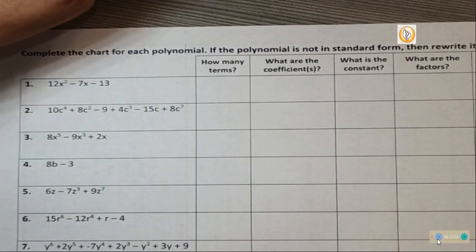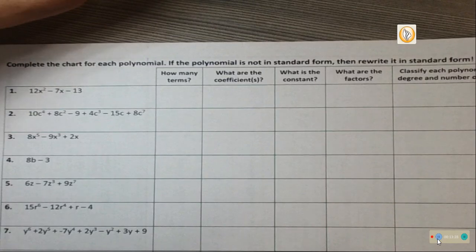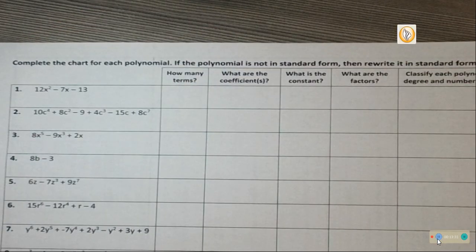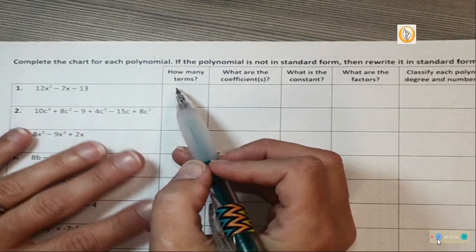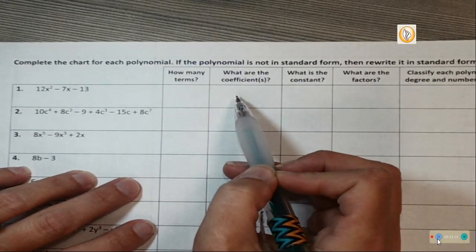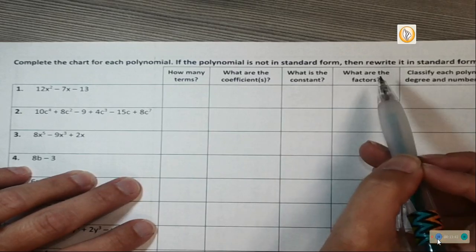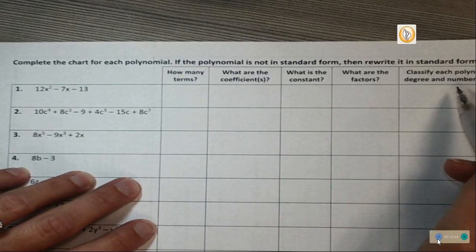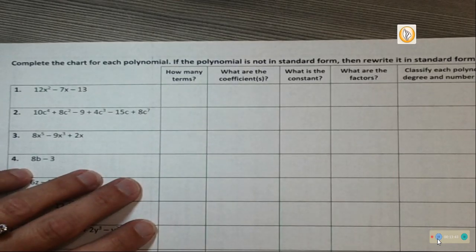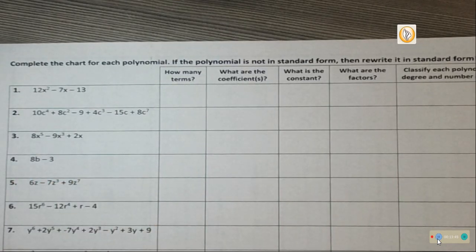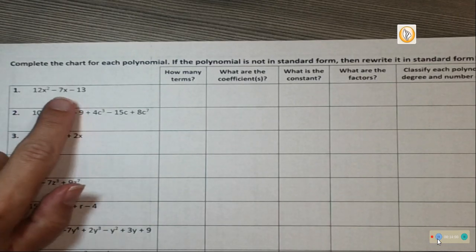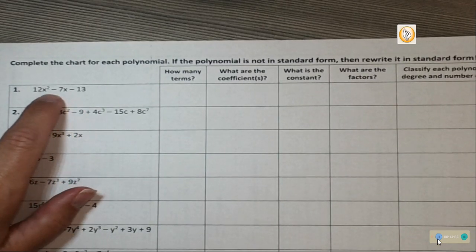All right, so on the back, I gave us some examples. I made us a big chart so that we could practice all the things that we just learned at one time. I'm looking at number 1 here. My questions are going to be: how many terms do I have? What are the coefficients? What is the constant? What are the factors? And classify by degree and number of terms. My advice is usually if it's not already in standard form, I like to put it in standard form. You don't have to put it in standard form to get it right, but I like to. Is this already in standard form? Yep, got descending order of exponents.